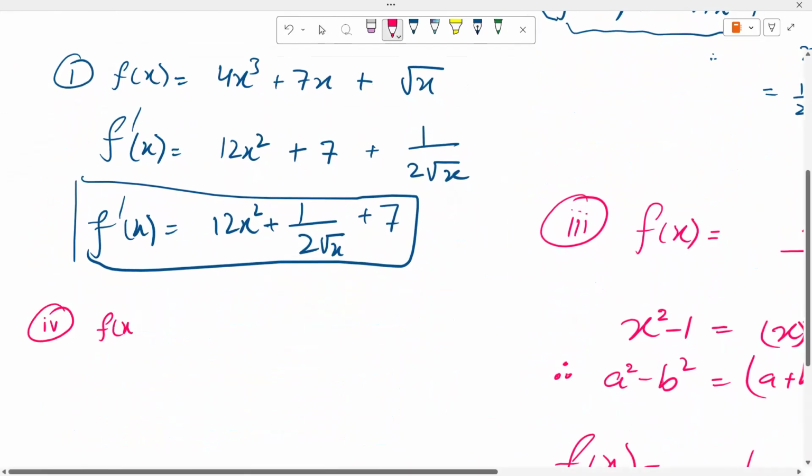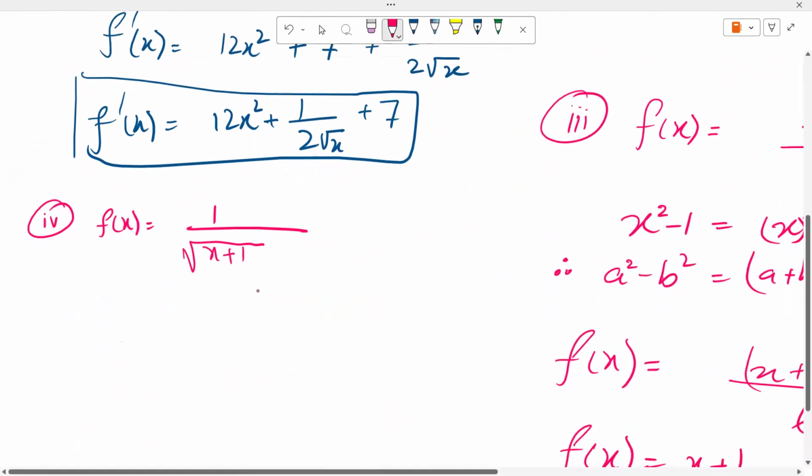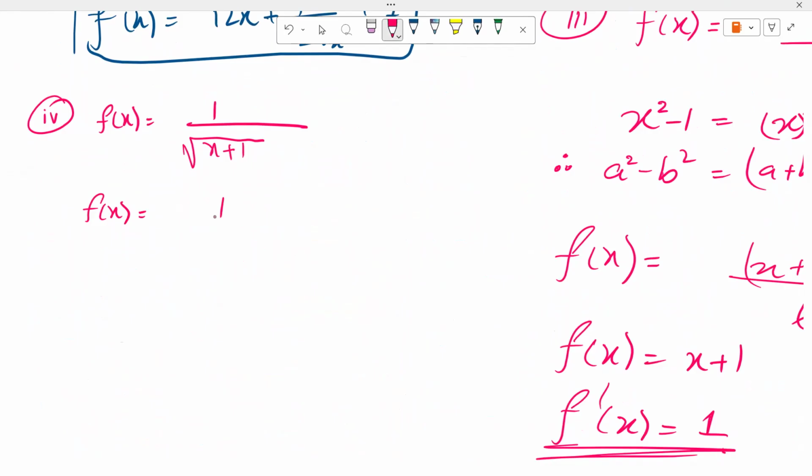The fourth part is f of x equals 1 upon the square root of x plus 1. Here you don't need to apply the quotient rule. You will not apply the quotient rule. Why? Because in the numerator, you do not have any function of x, right? That's why I'm not going to apply the quotient rule on the fourth part.